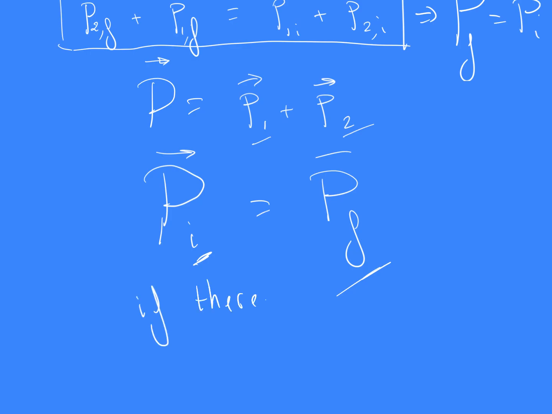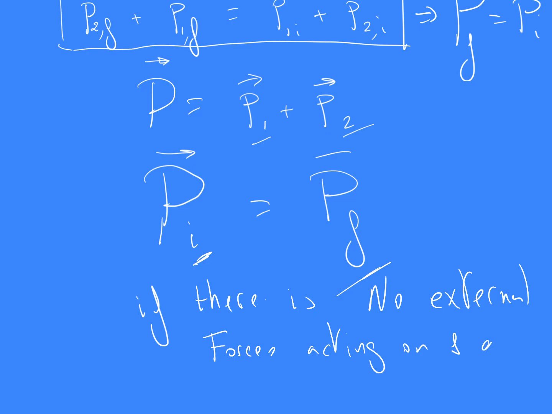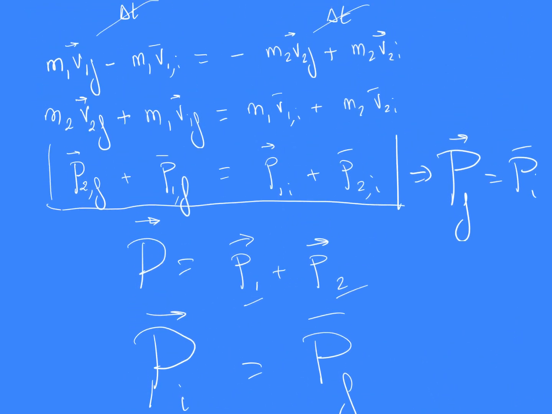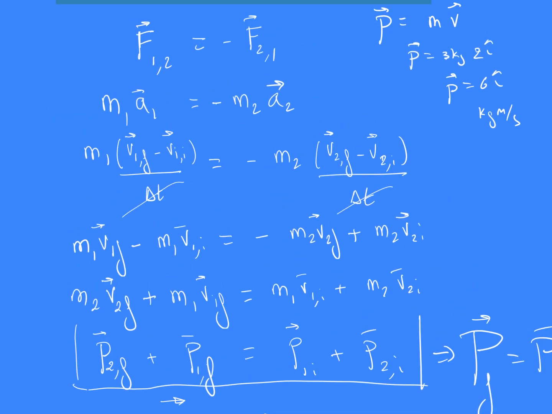if there is no external forces acting on 1 and 2. This is true if this is happening. So because we start with only these two forces, force acting on 1 and 2, we assume that there is no other forces acting on 1 and 2, only interaction between them.